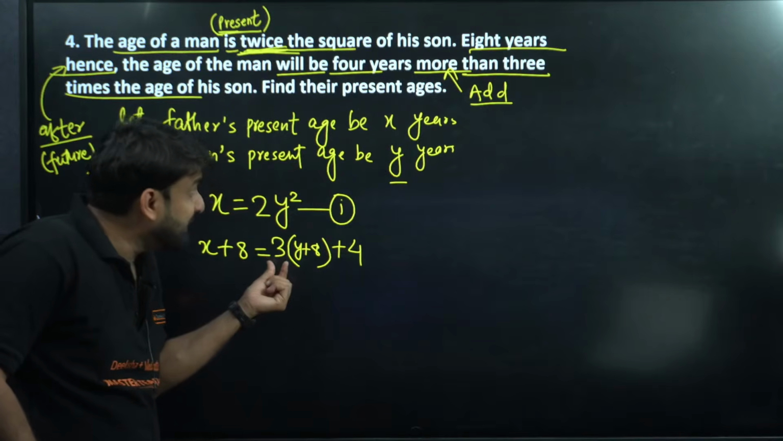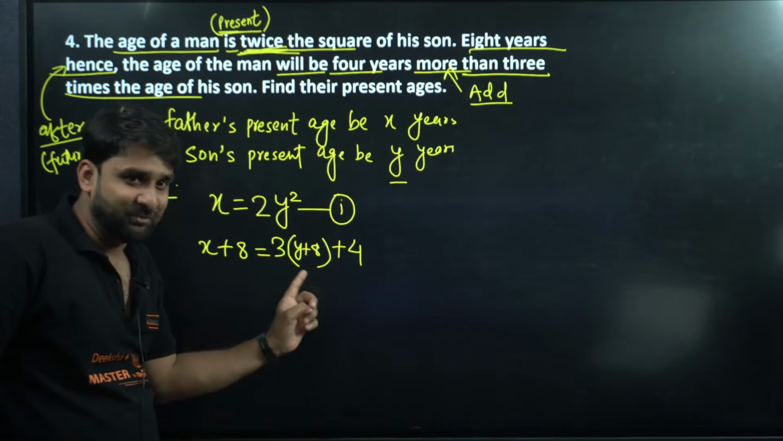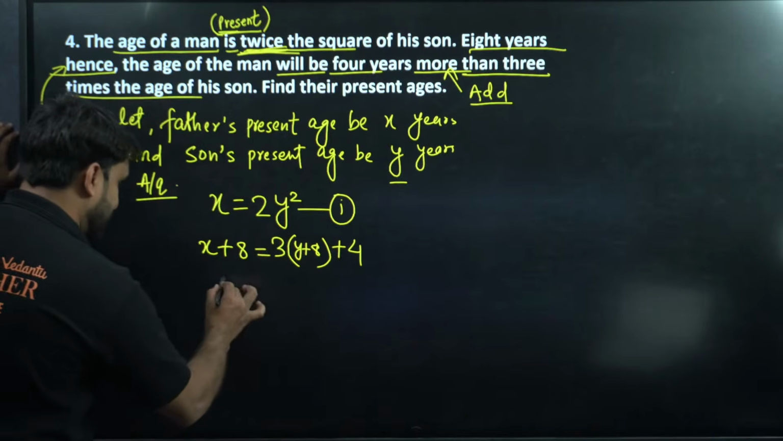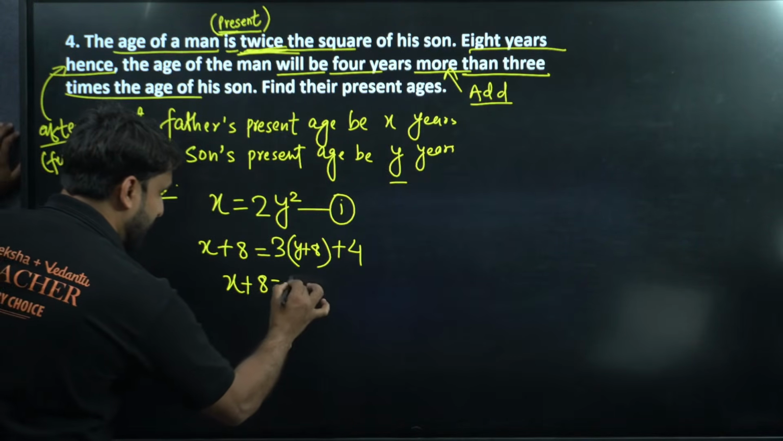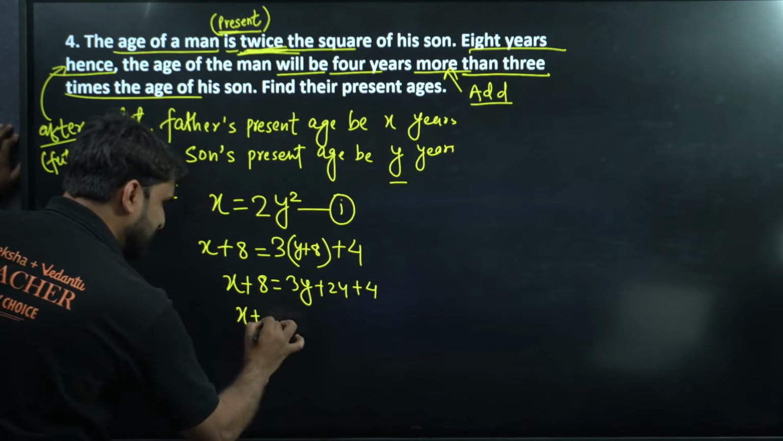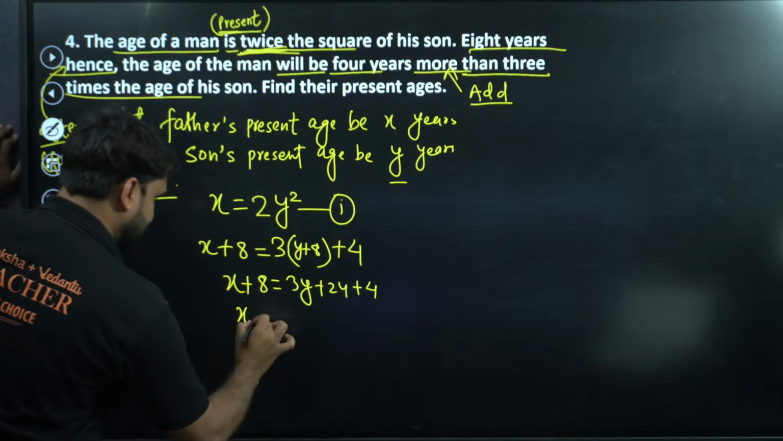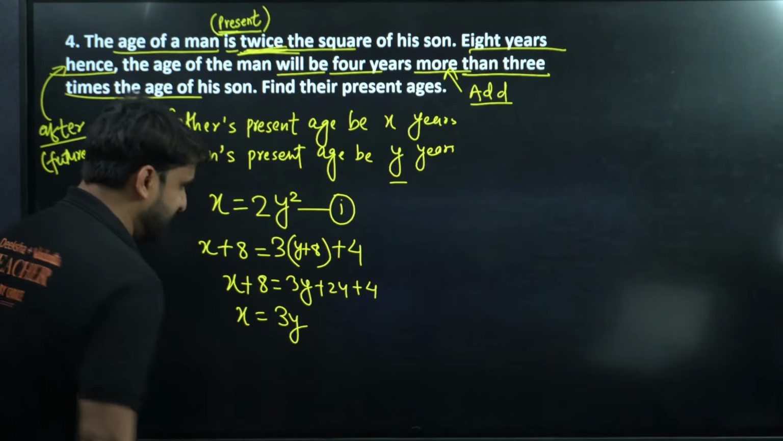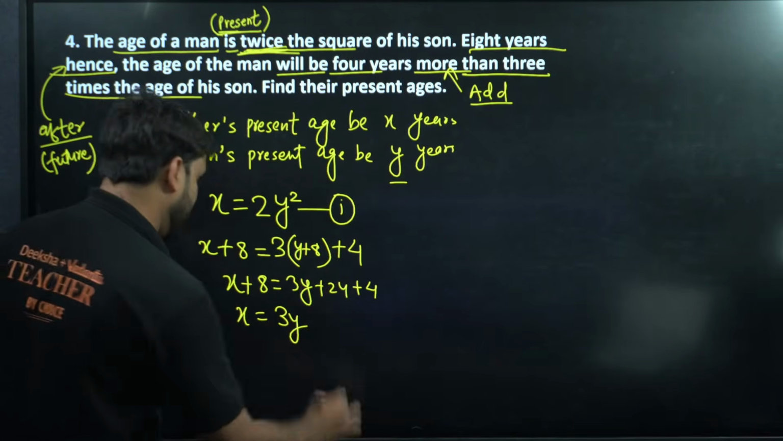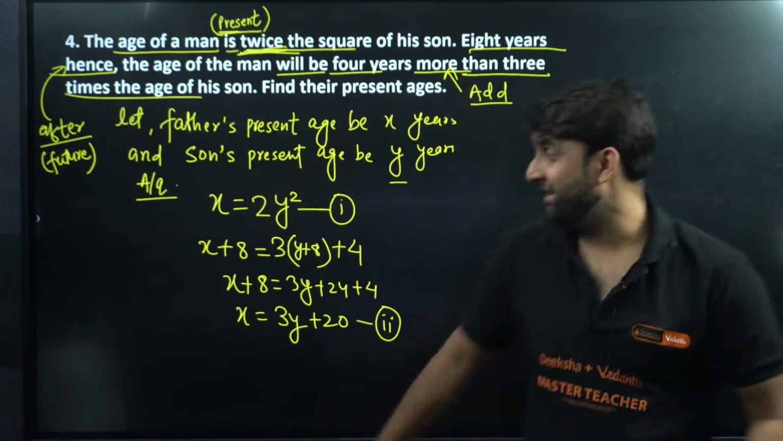4 more than 3 times the age of his son. His son will also be 8 years older, so that's why I'm adding 8 to Y. Now please modify this equation and make it short. X plus 8 will be equal to 3Y plus 24 plus 4. Take numbers to one side and variables to the other. So X is equal to 3Y plus 28 minus 8, which will be 20. So this is the second equation, right? Now we can substitute X is equal to 2Y square.